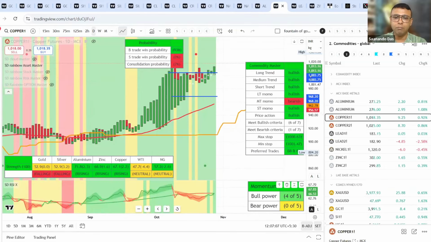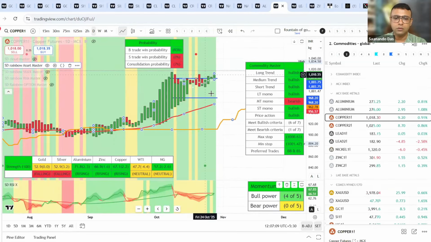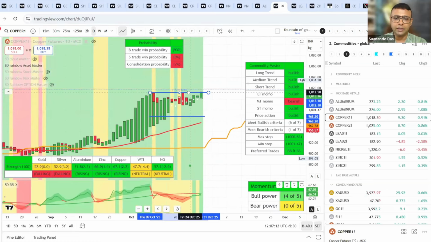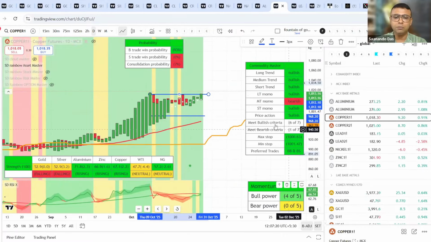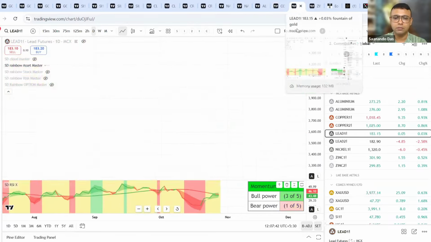Copper is trying to break out of this zone that it created, 1011, and trying to sustain. Copper is not as bullish as aluminium, but close by. Out of 12, 10 factors are bullish, only one bearish and one neutral. So copper is quite significantly bullish. My outlook will be towards the bull side.